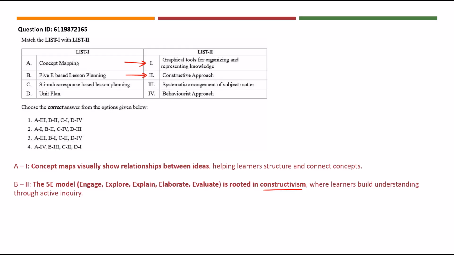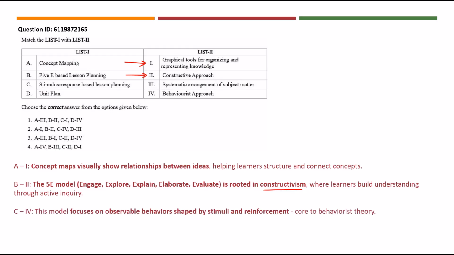What about C? Stimulus response based lesson planning. This model focuses on observable behaviors shaped by stimuli and reinforcement. This is the core to behaviorist theory. So we can map C to 4, which states behaviorist approach.